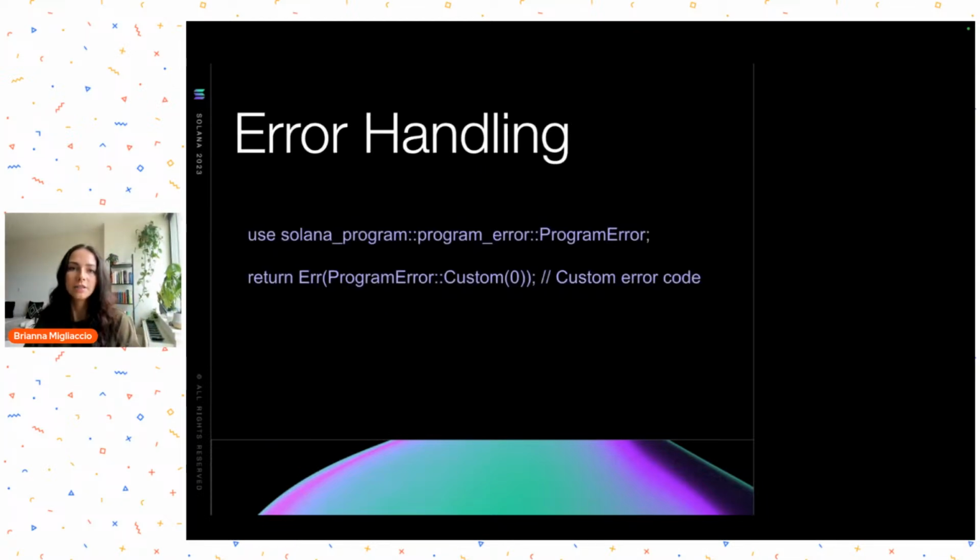And then just error handling, you're able to use native errors within Rust, or you can use a crate from Solana that implements basic program errors for smart contracts on a blockchain.